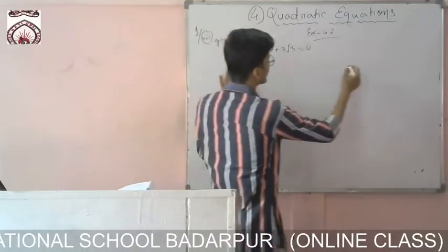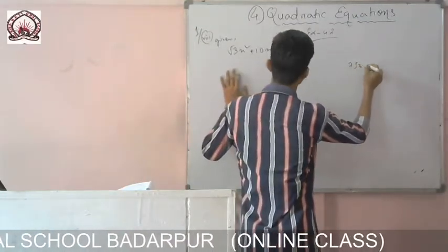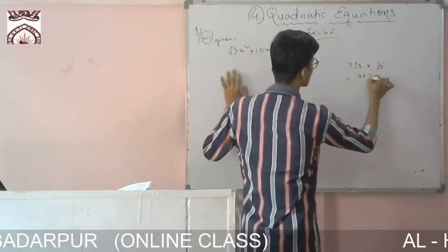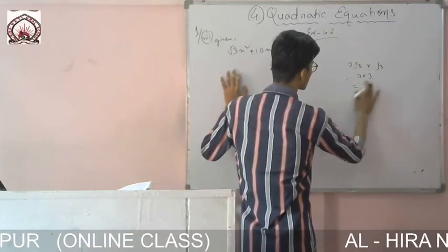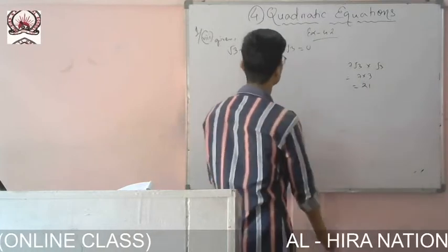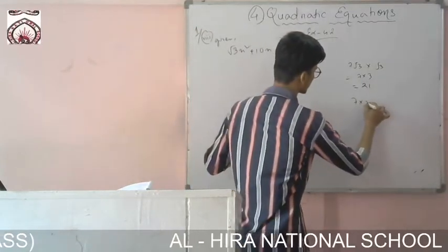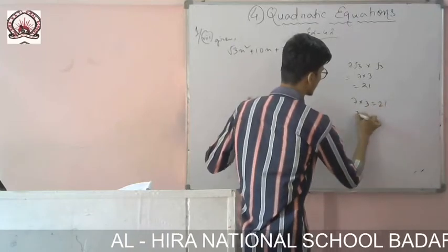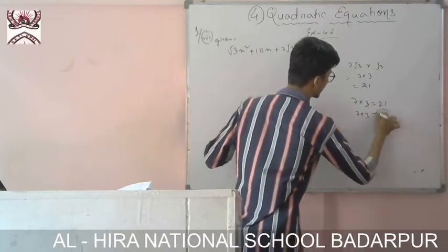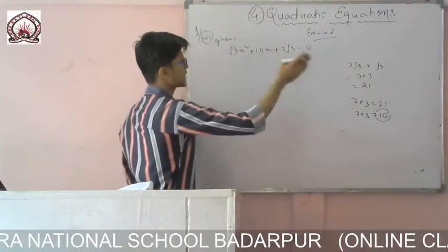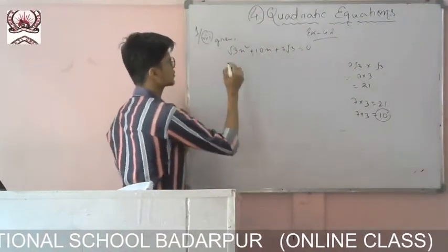So first of all, what we will do, I will multiply them. 7 root 3 into coefficient of x square, I am getting 7 root 3 into root 3, this is 3. So 7 3s are 21, and 7 into 3 it is 21, and 7 plus 3 it is 10. Okay. So in place of 10 I can write 7 plus 3, and 7 3s are, if I multiply I am getting 21, that is also okay.